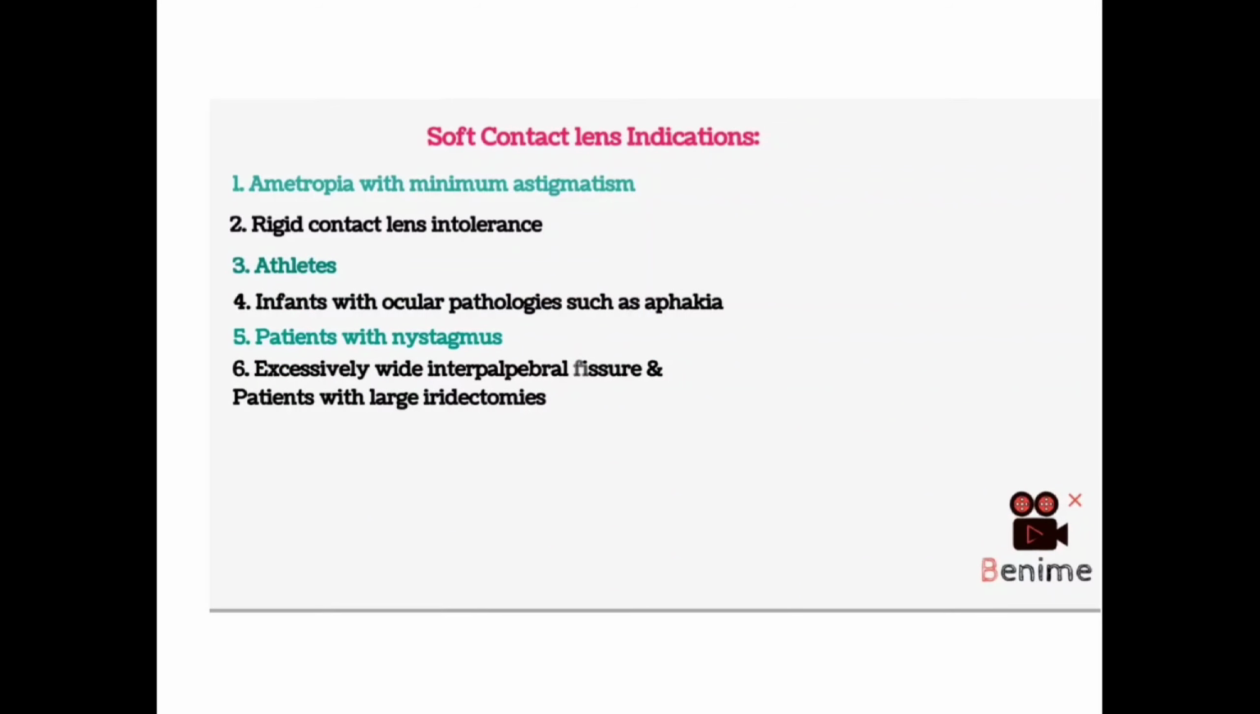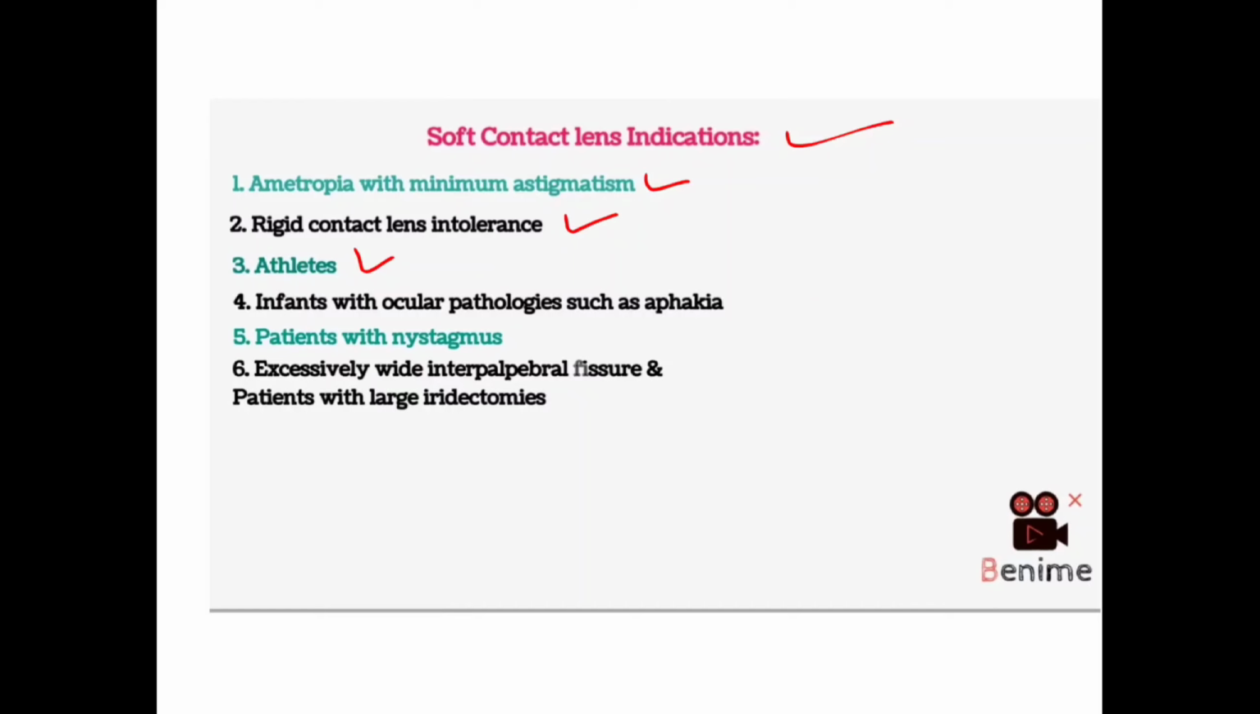Next, we'll talk about the soft contact lens indications. First is emmetropia with minimum astigmatism. If there is emmetropia with minimum astigmatism, you can prescribe the soft contact lens. Also if there is intolerance to RGP, or you can give it to athletes, because of the kind of movement they have. If they move very fast and their eyes are moving fast, there is not much dislocation of the lens.